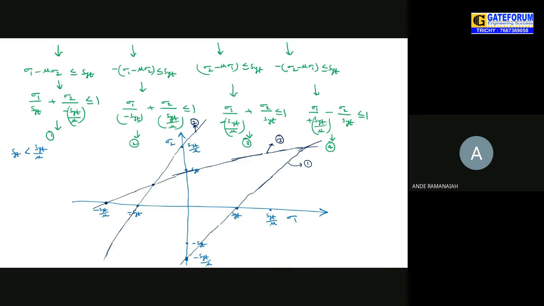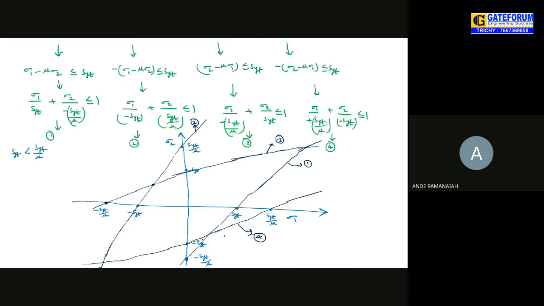Okay. And the last one, that is sigma 1 SYT by mu and sigma 2, plus sigma 2 by minus SYT, isn't it? Yeah. So now the fourth one is sigma 1 SYT by mu, this one, and minus SYT, this one, these two. So this is equation 4.